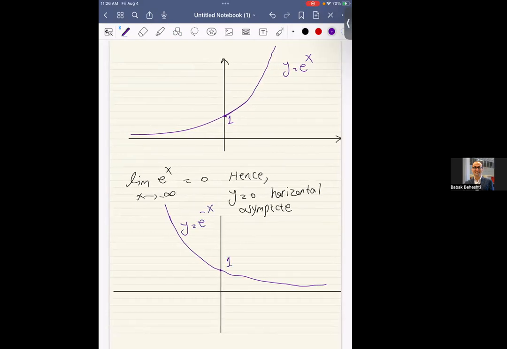But what about minus e to the power x? How does minus e to the power x look like? Reflection around the x-axis. So this at the bottom is e to the power minus x. But if you want to draw minus e to the power x, it's like this red graph. So this red line is y equal to minus e to the power x.